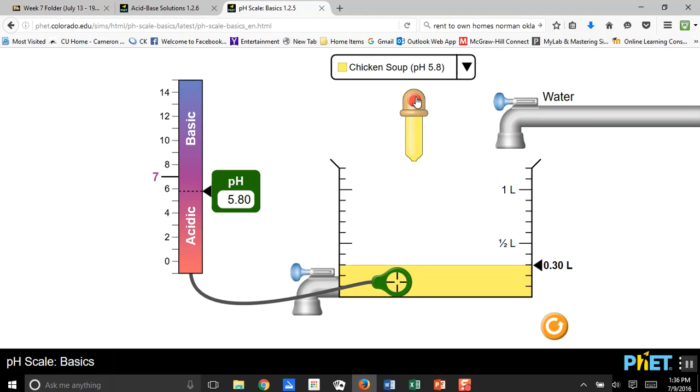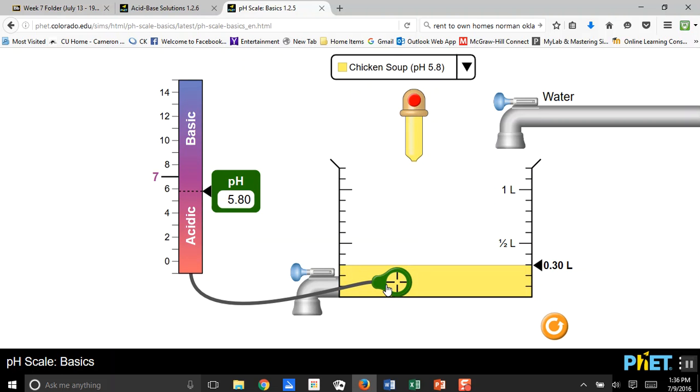Boom. There's my chicken soup. This pH is 5.8 up here. Here it says this pH is 5.8 because I just have it stuck into this plain old chicken soup. So it doesn't matter what volume of chicken soup I have, the pH is still going to be 5.8. I'm not going to change the concentration just by taking more of it.